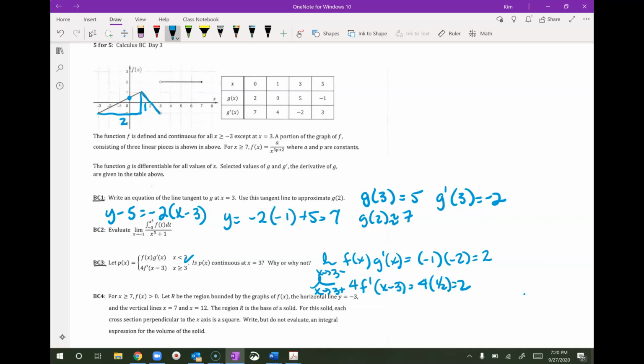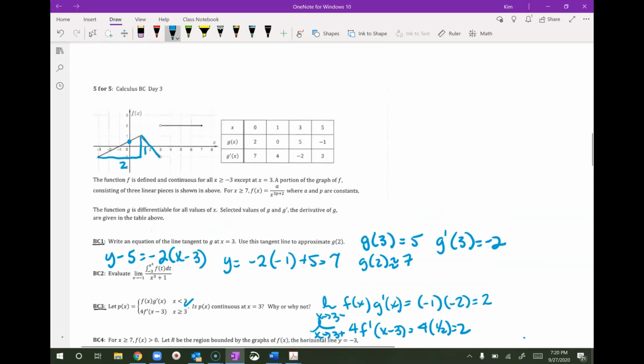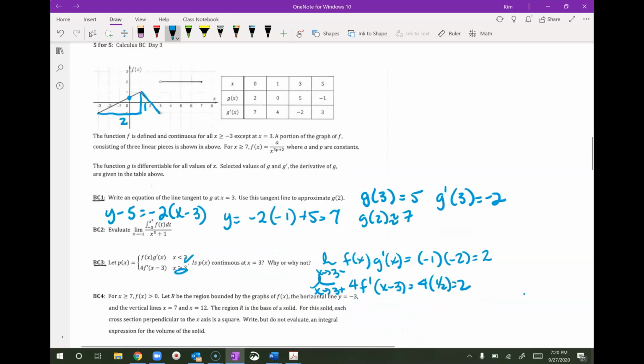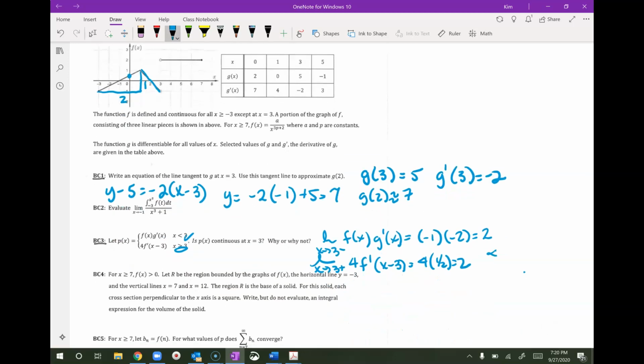Now, you can go ahead, because this part right here says equal to, we can plug in 3, and 4 times f prime of 0 is 2. And so because all 3 of these equal, then we would say f or p of x is continuous at x equals 3. Very good.